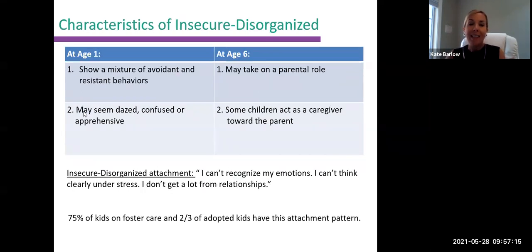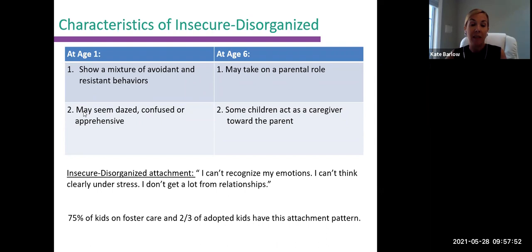So the last is the characteristics of insecure-disorganized. And for those of you who work with a lot of foster children, I really just want to mention that 75% of foster kids exhibit this insecure-disorganized pattern. It's also common with children who have been adopted. So at age 1, they may show a mixture of avoidant and resistant behaviors. And at age 6, they may take on a parental role. And at age 1, they may seem dazed, confused, or apprehensive. And at age 6, some children act as a caregiver towards the parents.